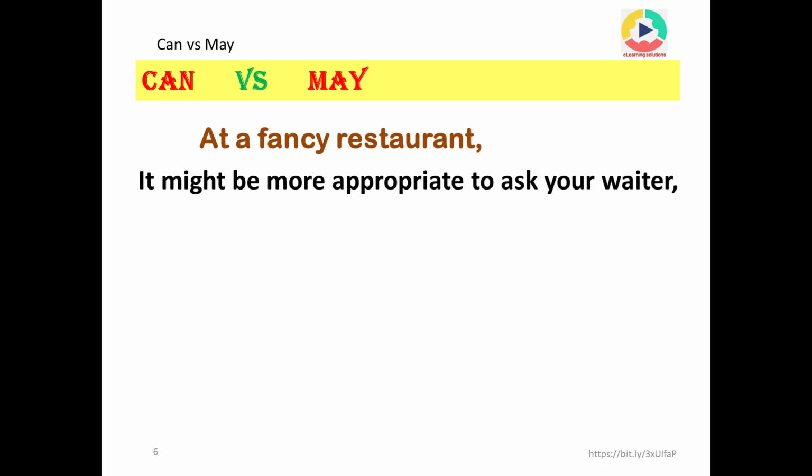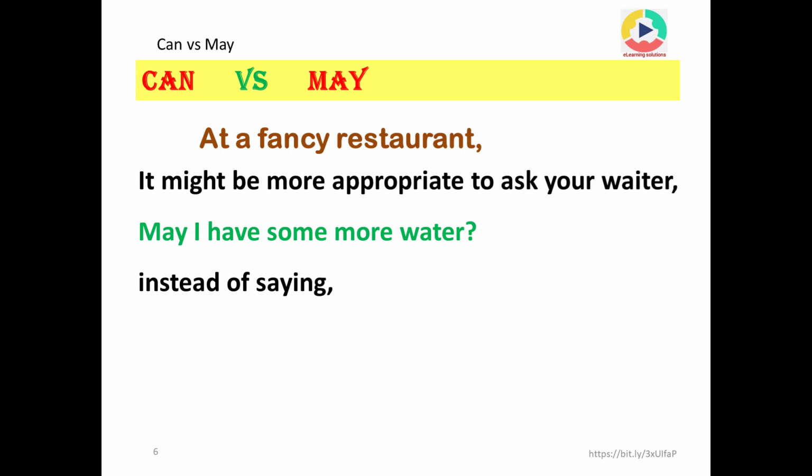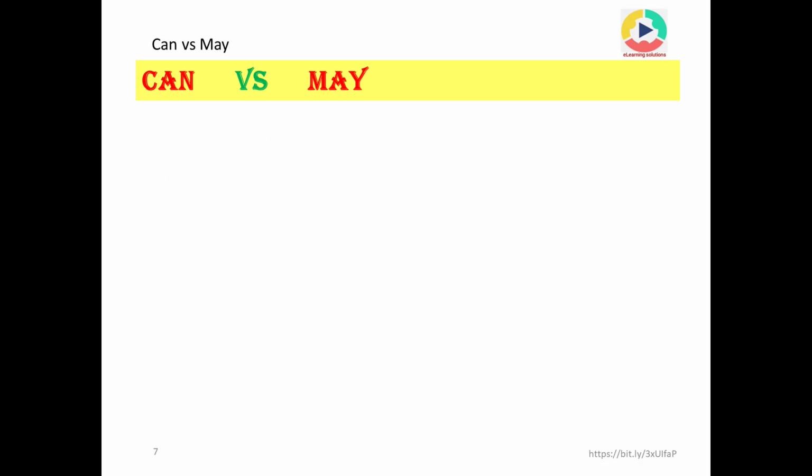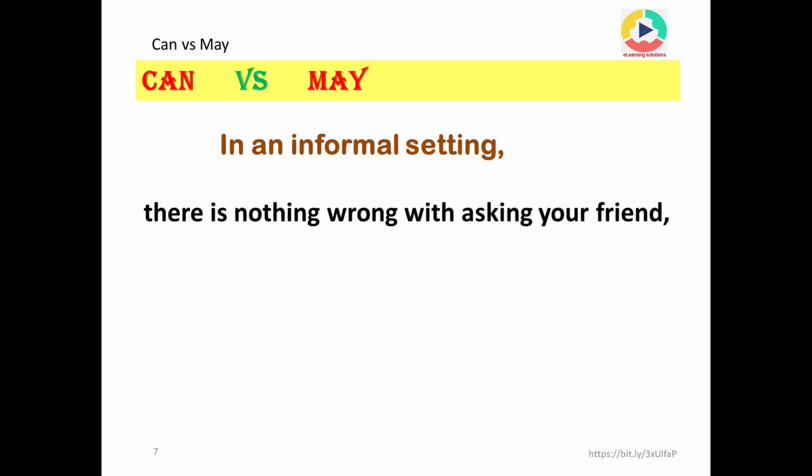Let's have a look at an example. At a fancy restaurant, it might be more appropriate to ask your waiter, "May I have some more water?" instead of saying, "Can I have some more water?" May is the more polite and formal option. In an informal setting, there is nothing wrong with asking your friend, "Can I have more coffee?"